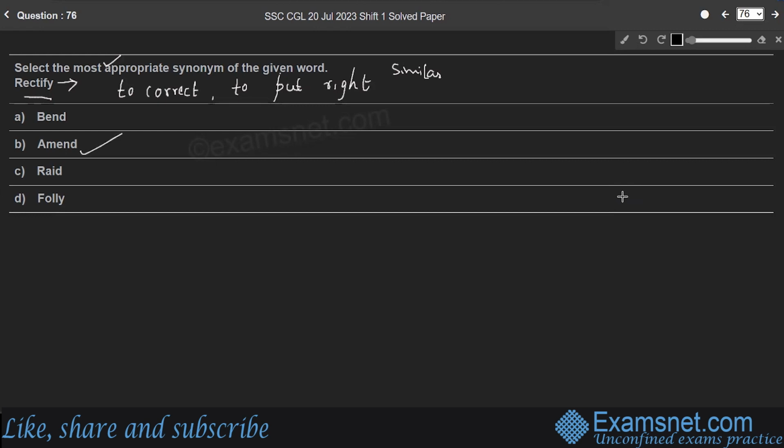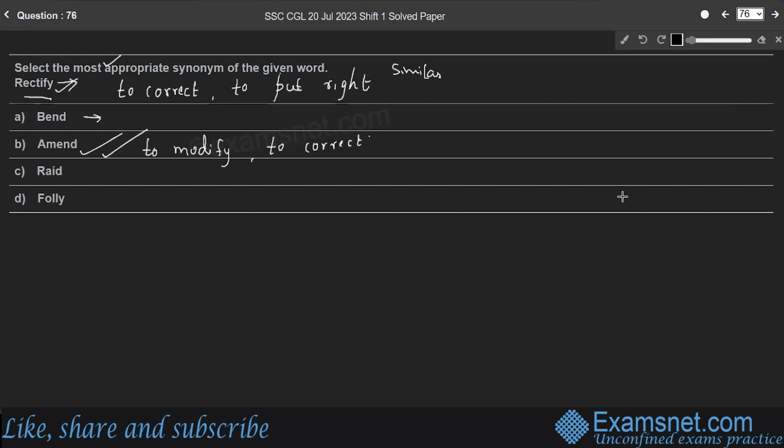Amend is to alter or modify or to correct. So to modify or to correct, same meaning. For example, they voted to amend the law in 1920. They voted to amend the law, they voted to rectify the law, or they voted to modify the law. All are correct. Therefore, option B gives the similar meaning of the given word rectify.